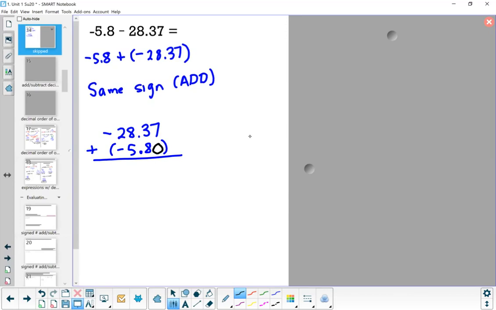All right, same sign add. So I'm adding 7 with the 0 and I get 7. 3 with the 8 and I get 11. So put a 1 and then carry the 1. Okay, 8 and 1 gives me 9, plus the 4 gives me 14. And then 1 and 2 gives me 3. Keep the sign, so we're negative.